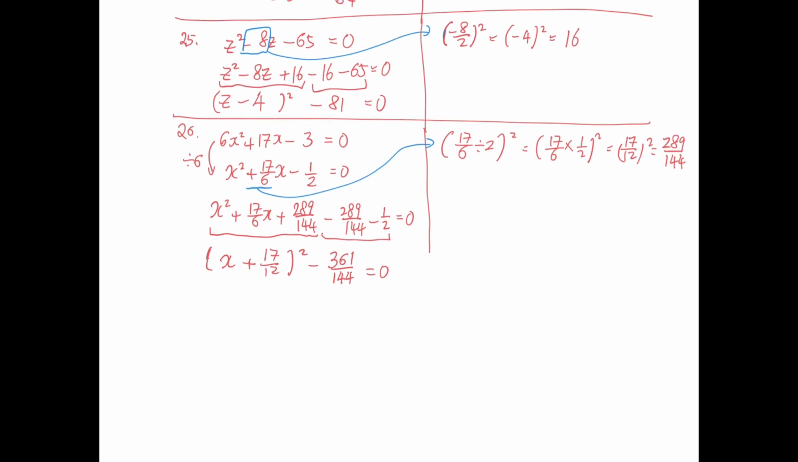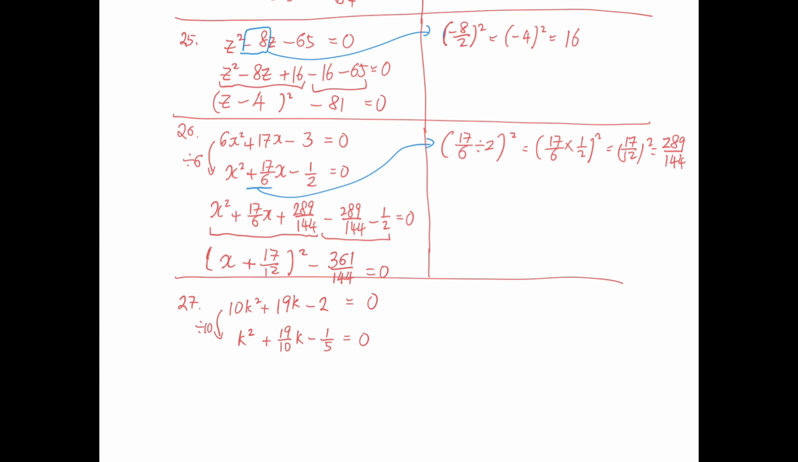Okay, so this is 26. Now let's see 27. 27, they use a different alphabet now. So the question is 10k squared plus 19k minus 2 equal to 0. So first of all, we divide by 10. 10 divided by 10 is 1, so we have k squared only. Then 19 over 10. 2 over 10 is 1 over 5.